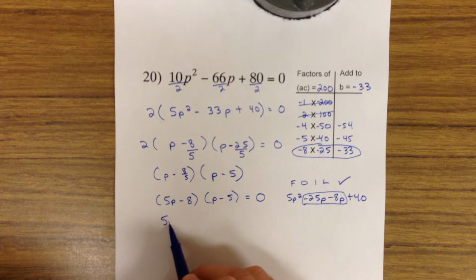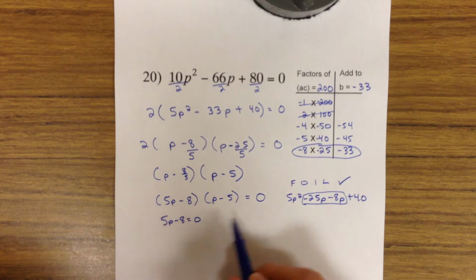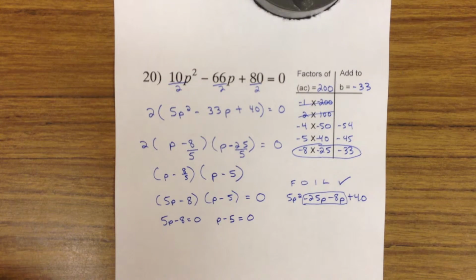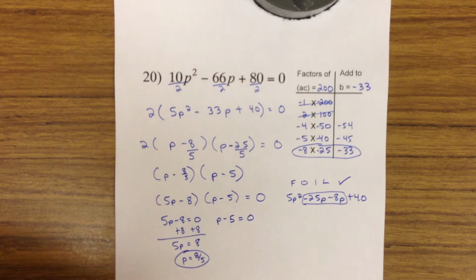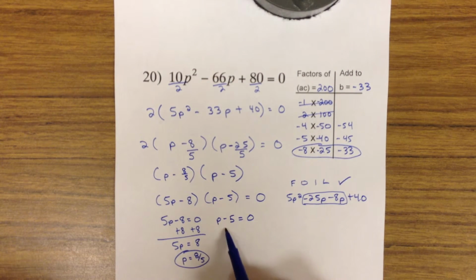Alright, last step is to solve each part by setting it equal to 0. This one, I'm going to add 8 to both sides. I'll have 5p equals 8, and then I would divide both sides by 5 to get 8/5. This one here is a lot easier. Just add 5 to both sides, and p equals 5.